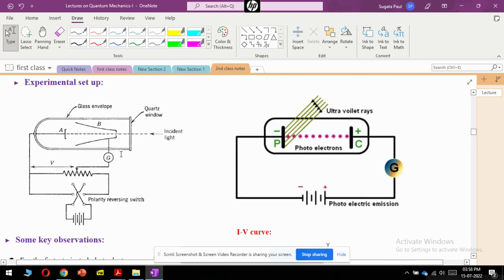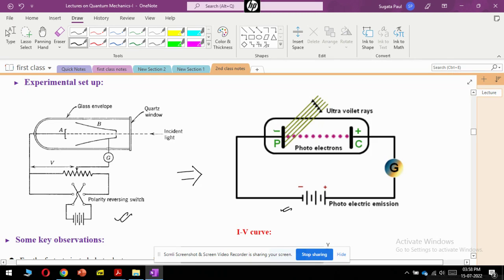So this is the experimental setup. This was the main experimental setup that Lenard used for the photoelectric effect in his lab. But this looks a bit complicated at first look, so we'll just look at the simplest schematic, which is equivalent to this diagram. We'll look at the schematic of this experimental setup for better understanding.